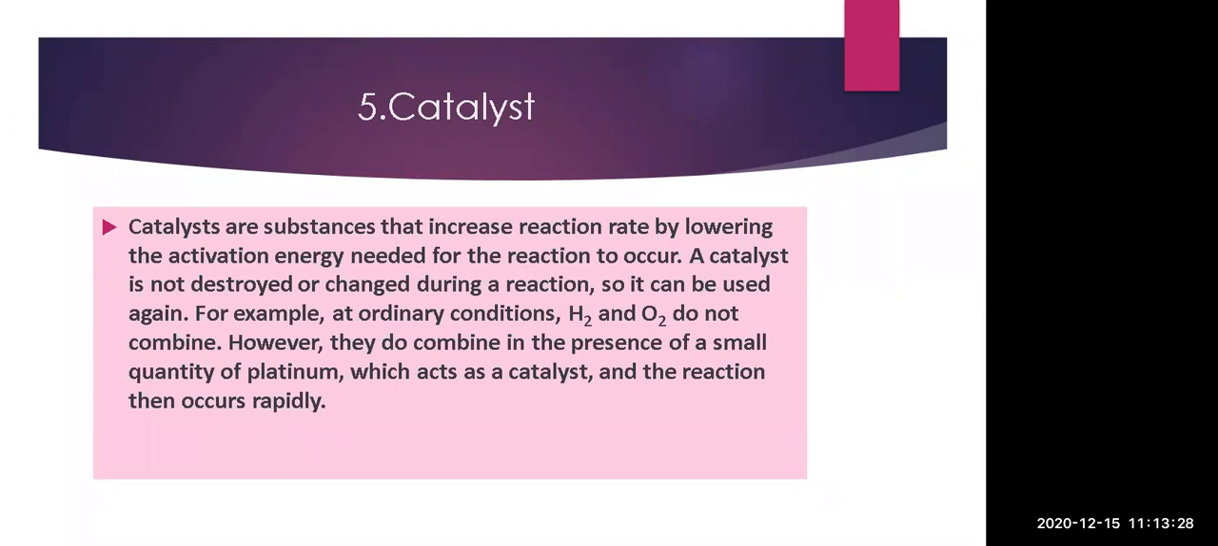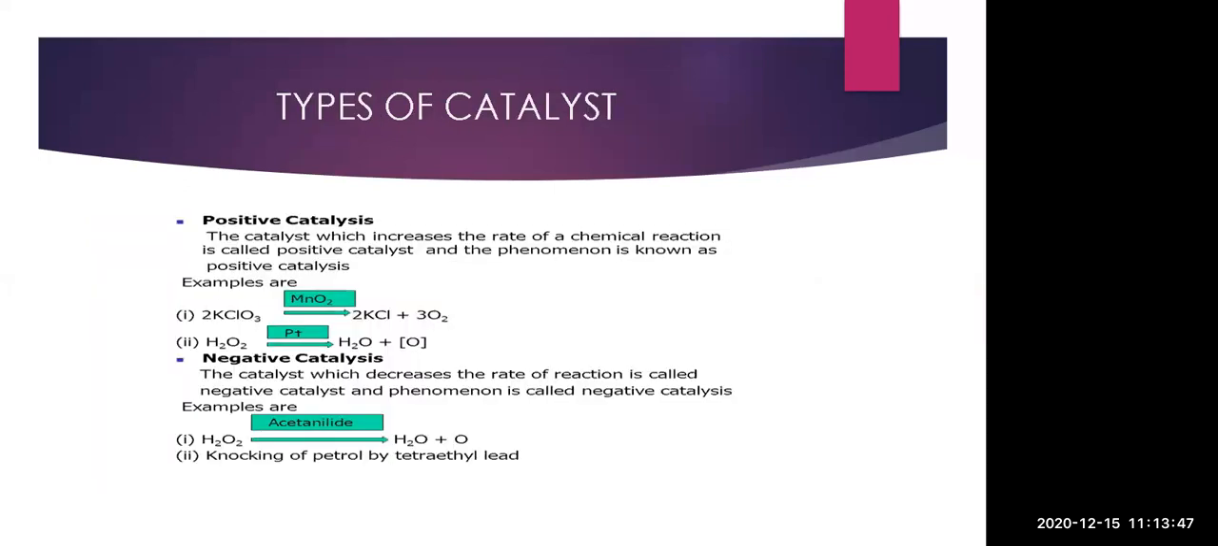Many reactions do not happen by themselves. They require a catalyst, and because of the catalyst the rate of reaction increases. If you add a catalyst, obviously it increases the rate of reaction. Now, catalysts are of two types: a positive catalyst or a negative catalyst. Positive catalysis means what? A catalyst which increases the rate of chemical reaction is called a positive catalyst, and this phenomenon is known as positive catalysis.